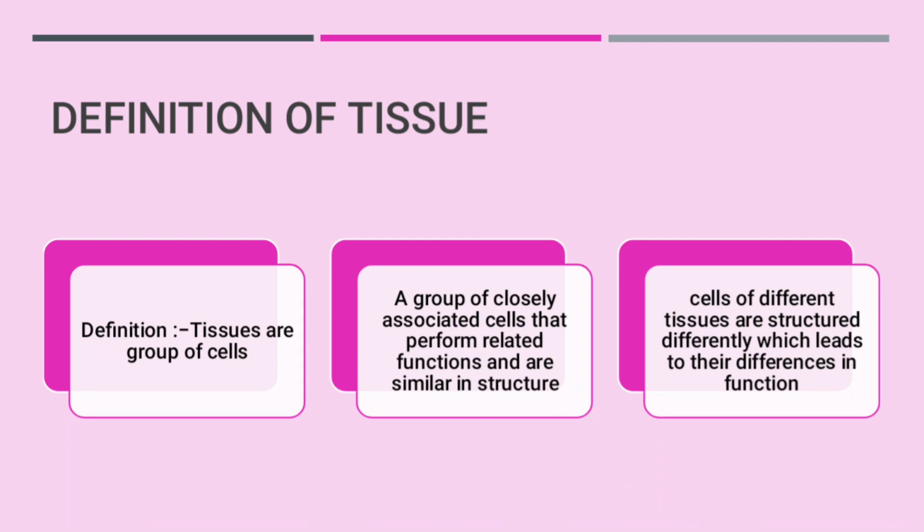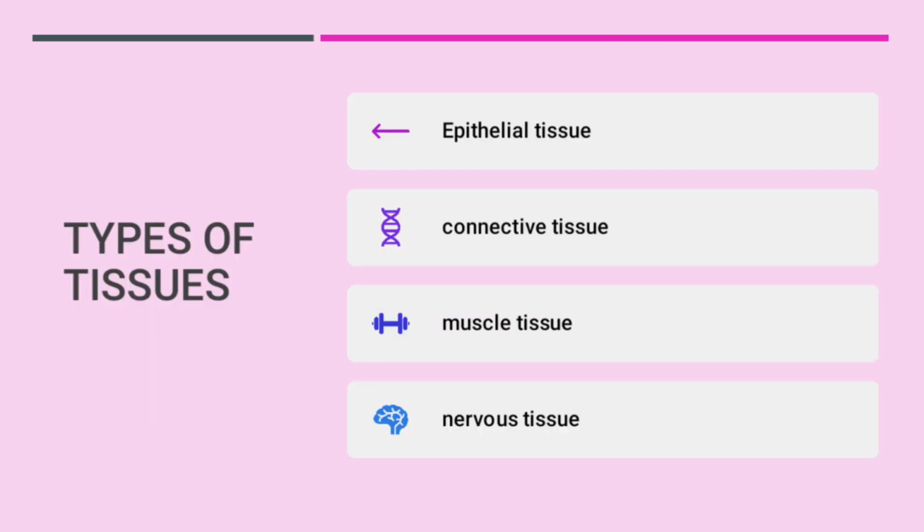A group of closely associated cells that perform related functions and are similar in structure. Cells of different tissues are structured differently, which leads to their difference in function. That means cells can form an organ system, and an organ system makes a body. That is the meaning of this.